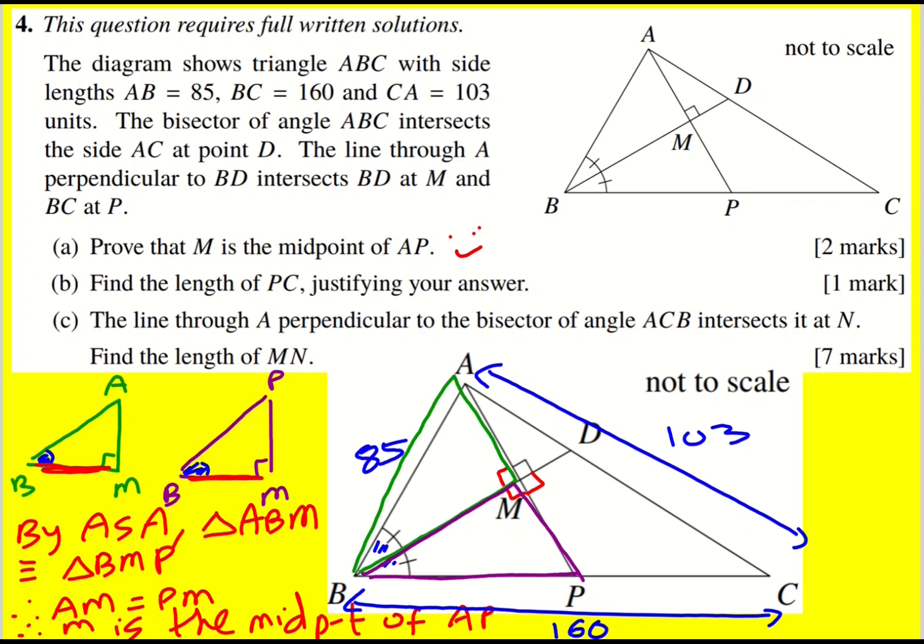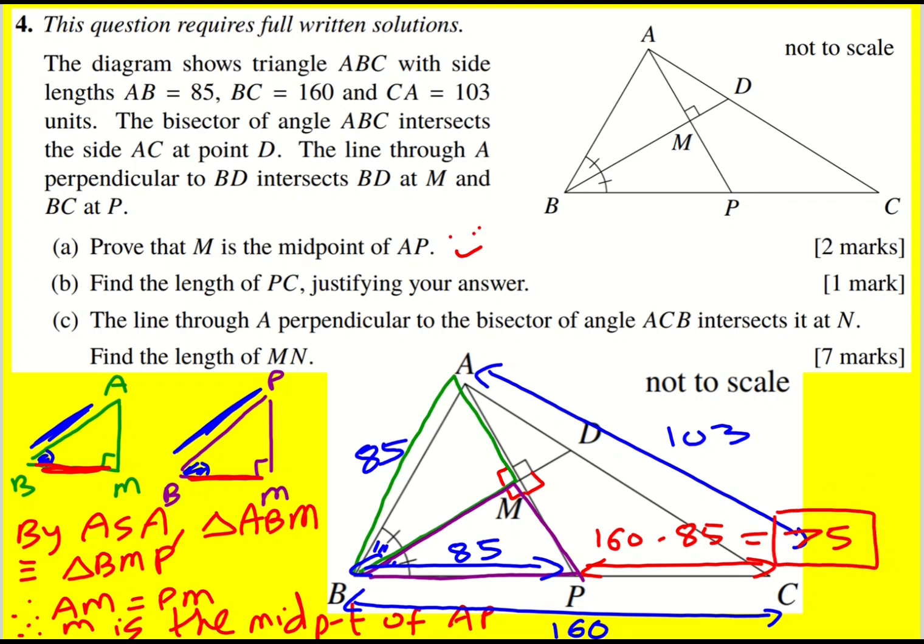But what we've just shown, because of the congruency, is that AB is also going to be the same as PB, which means this length is also going to be 85. We actually have an isosceles triangle when we put the green and the purple ones together. And we're basically there at that point. So if I want to find PC, it's going to be 160 minus 85, which gives me 75. So that is my answer for B.